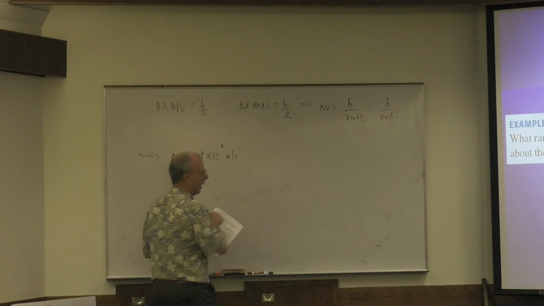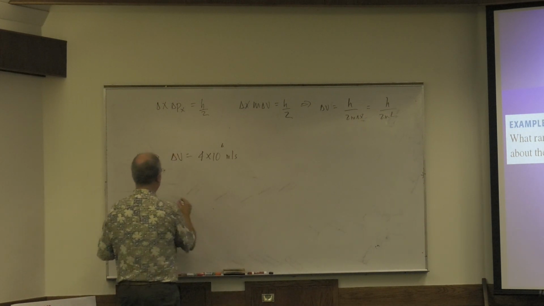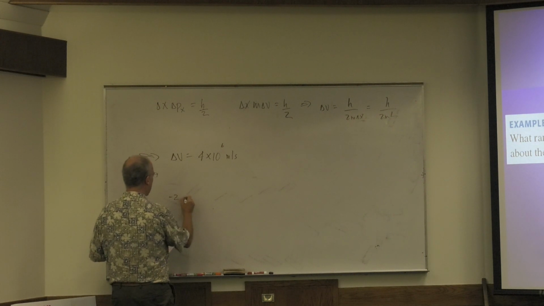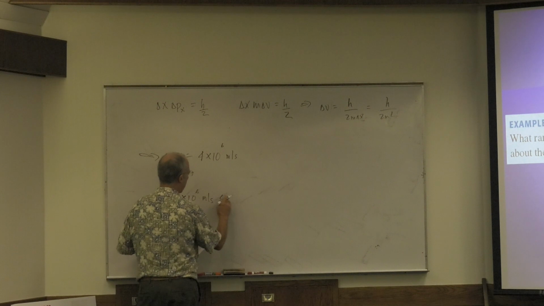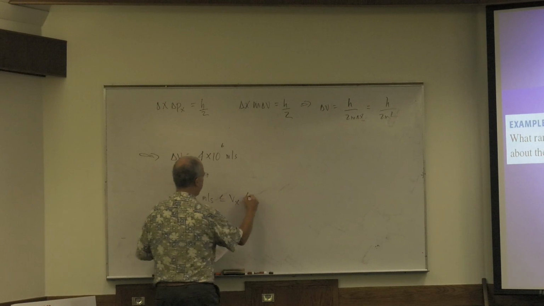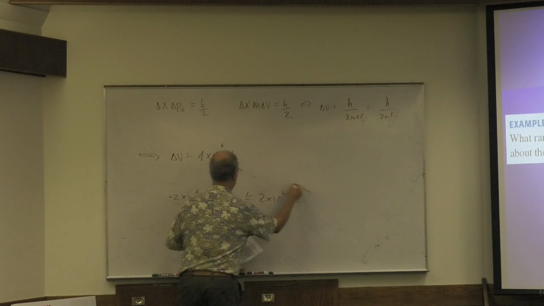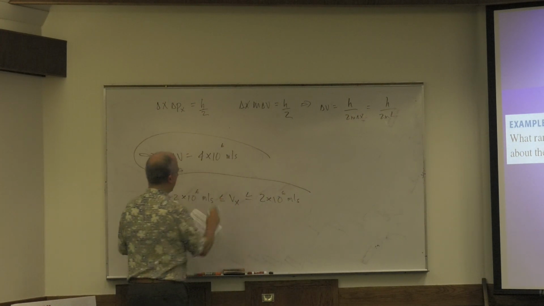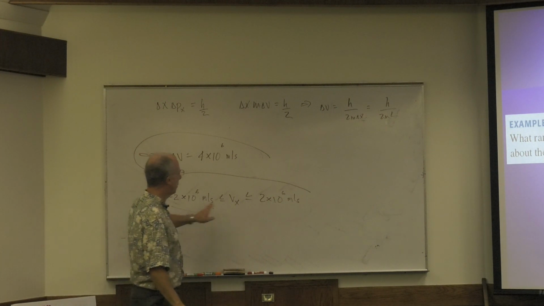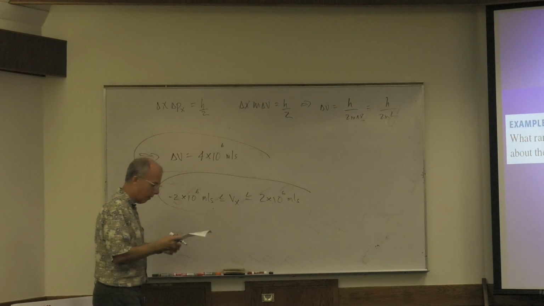Now again, it could be going that way, it could be going that way. So you have to take it in half. So you have to say minus 2 times 10 to the 6th meters per second, to Vx 2 times 10 to the 6th meters per second. Okay? So the range goes from minus 2 to positive 2, so the range is 4, right? Times 10 to the 6th.